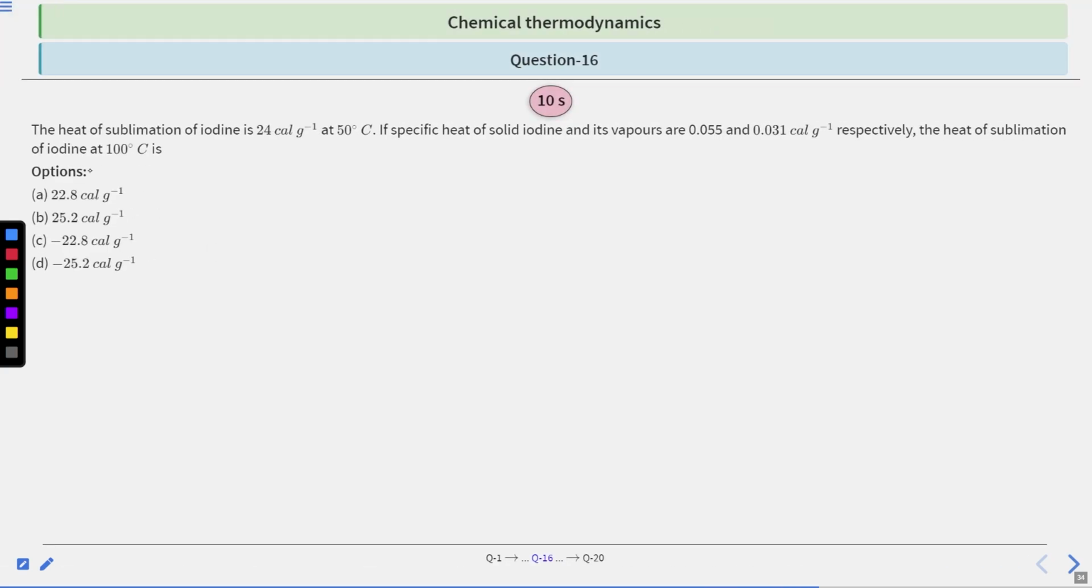Moving to question number 16. The heat of sublimation of iodine is 24 calorie gram inverse at 50 degrees Celsius. If the specific heats of solid iodine and its vapors are 0.055 and 0.031 calorie gram inverse, respectively, the heat of sublimation of iodine at 100 degrees Celsius is: 22.8 calorie gram inverse, 25.2 calorie gram inverse, minus 22.8 calorie gram inverse, minus 25.2 calorie gram inverse. You have 10 seconds to solve this question. After that, we will see the answer.